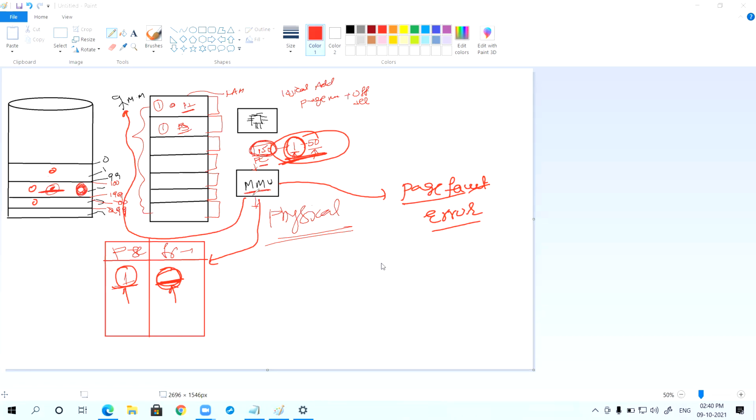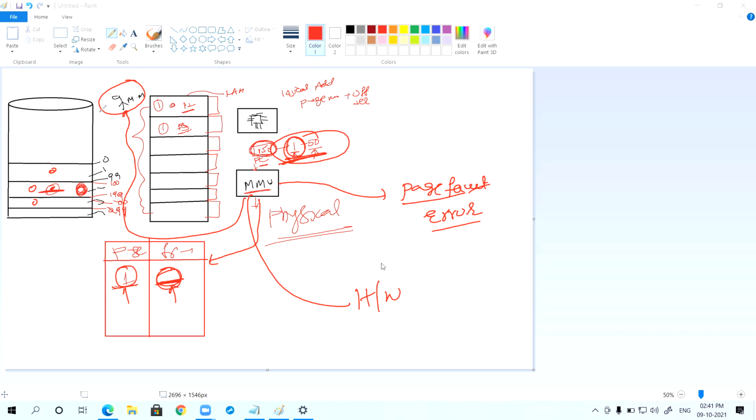One thing I need to tell you: the MMU is a hardware unit. The memory manager is a software.